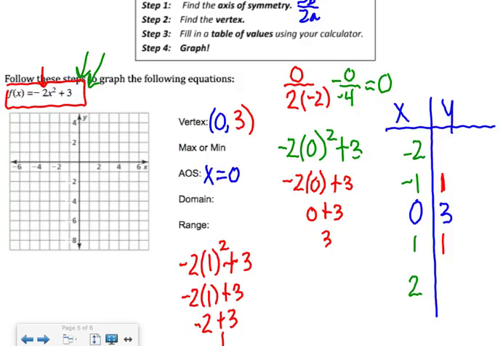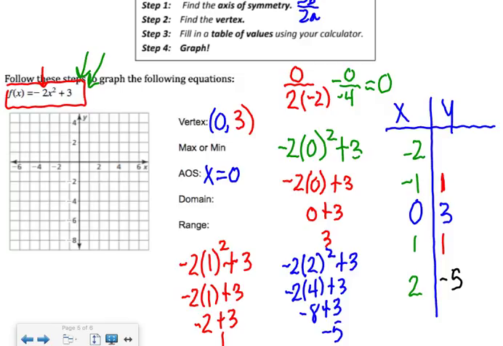So if I plug in a 2, let's see what we get out. Again, I'm going to have negative 2 times 2 squared plus 3. 2 squared is 4. Negative 2 times 4 is negative 8, plus 3. And then negative 8 plus 3 is negative 5. So again, if this one down here is negative 5, so is this one right there.